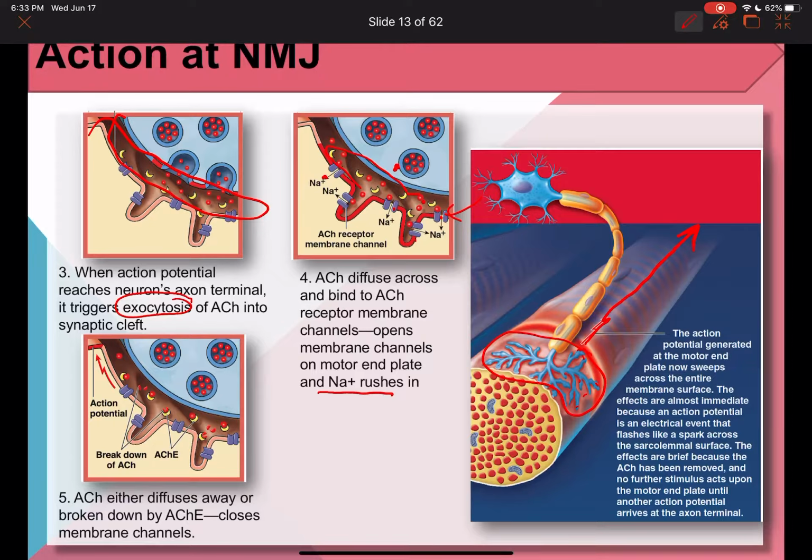Just think about how fast your eye movements are. Every time your eye moves, that is a muscle contraction. So that's how fast those muscles are moving, and how fast those electrical signals are being transferred from your nervous system to your muscular system.